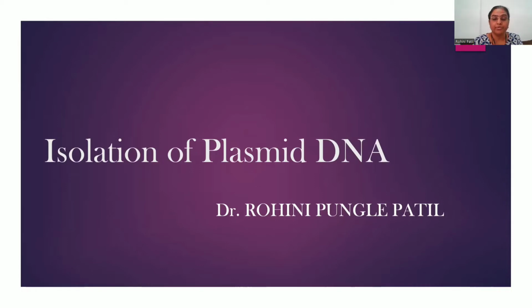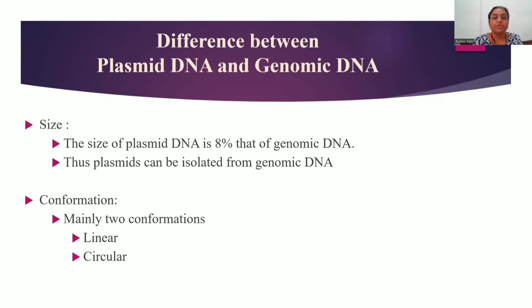So we first have to find out the difference between the plasmid DNA and the genomic DNA so that we can separate the plasmids from the genomic DNA. The major difference is the size. The size of the plasmid DNA is 8% that of the genomic DNA, so the plasmid DNA can be isolated according to its size. The second difference is the conformation. The plasmid DNA has a different conformation than the genomic DNA.